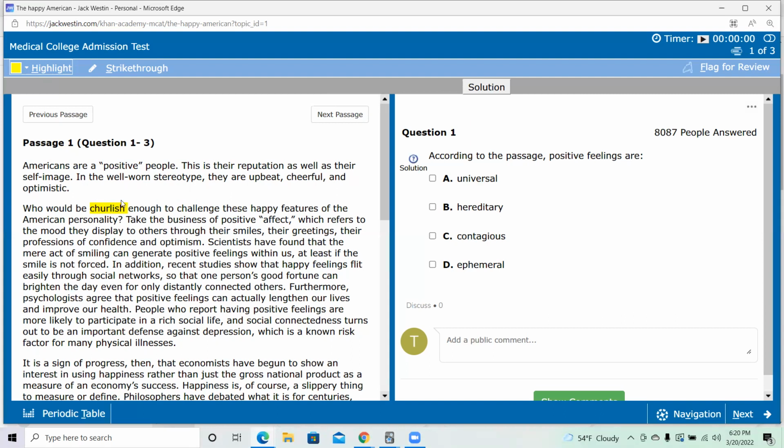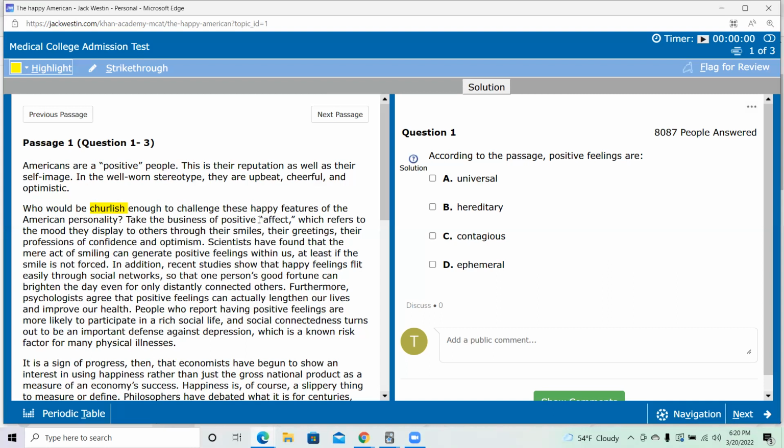So who would be churlish enough to challenge these happy features of the American personality? If he thinks that people who challenge these happy features are churlish, then therefore he does not challenge the happy features. Does that make sense? That's why I highlight churlish. I highlight any very interesting word choice, any flowery word choice, because it helps you understand, oh, the author feels this way, the author feels that way.